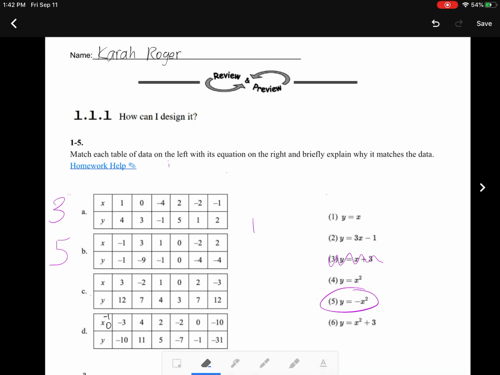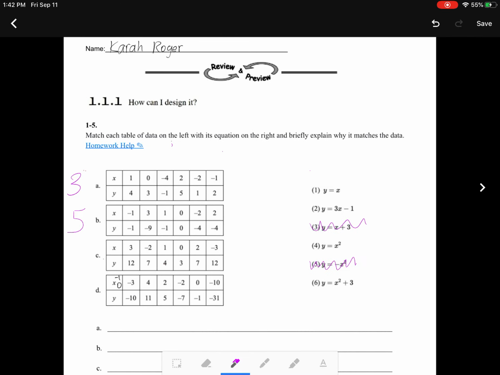And so what we're going to do is continue on with that to find the other ones. So now 3 is for table A, 5 is for table B. So now we need to figure out which equations are for tables C and D. So I'm going to have you try that, and then when you resubmit this, I'll give you more points for this part.